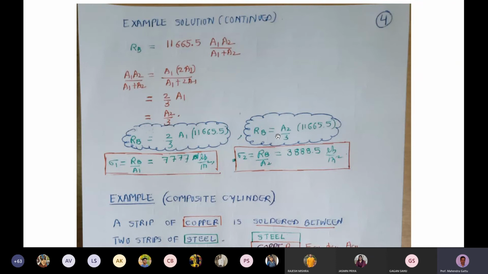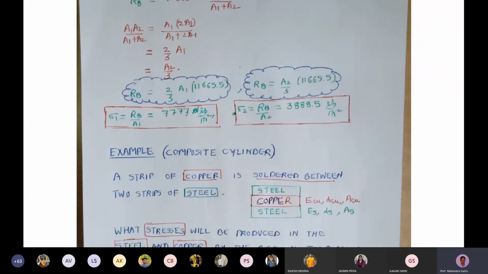And what is the compressive stress in segment 2, which has a larger cross section area? So RB by A2. A2 is twice A1, and for that we'll get 388.5 pound per inch square. So the stress in segment 2 is lesser because it has a larger area, for this specific case. So this is the way we use the principle of superposition to find the stresses in this bar. I will just take a small break, and I will come back to another composite cylinder problem.